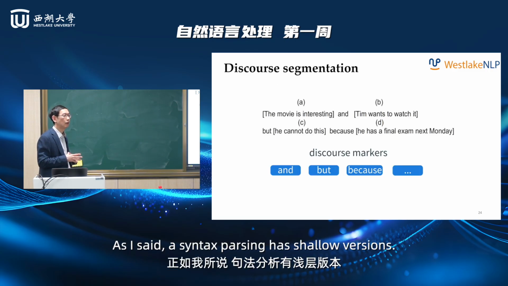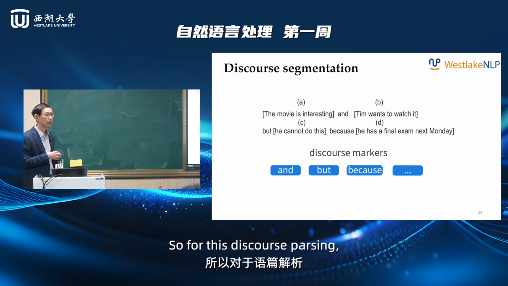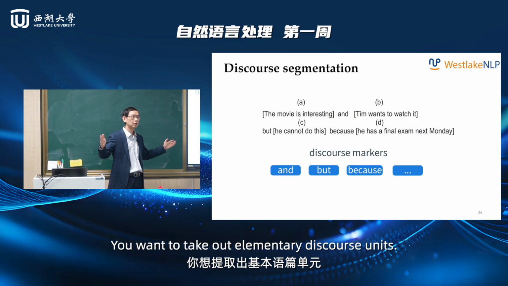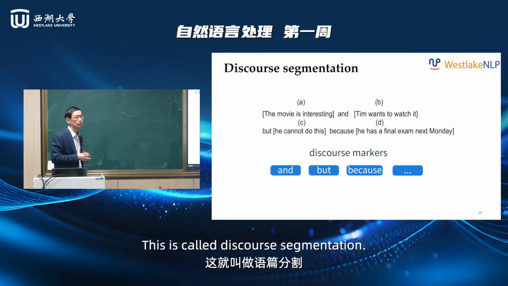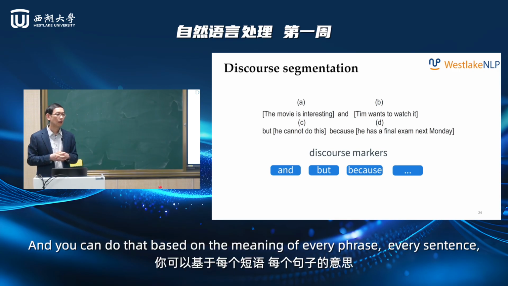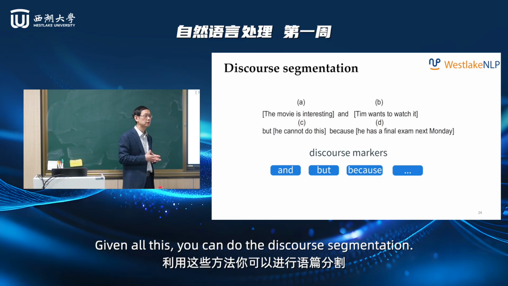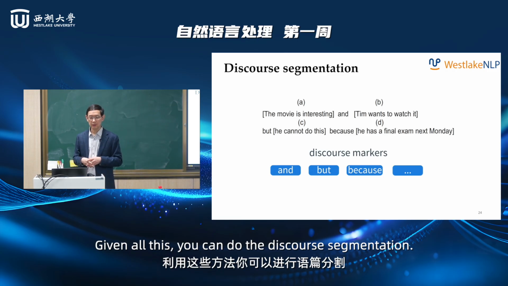As I said, syntactic parsing has shallow versions, right? So for this discourse parsing, you also have shallow versions like discourse segmentation. You're given a big passage. You want to take out elementary discourse units. This is called discourse segmentation. And you can do that based on the meaning of every phrase, every sentence, or based on discourse markers such as and, but, however. Given all this, you can do the discourse segmentation.